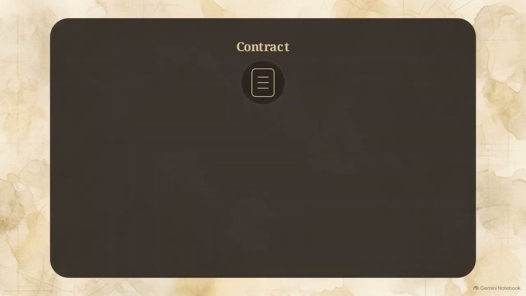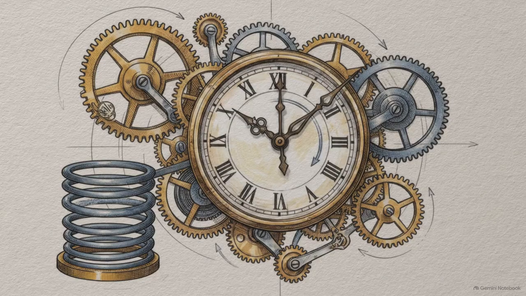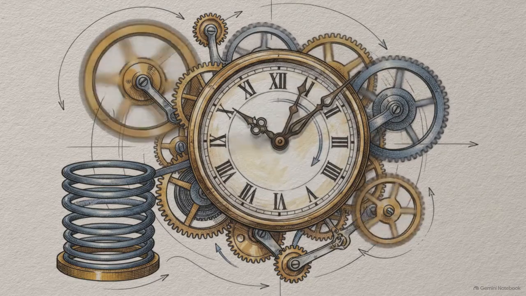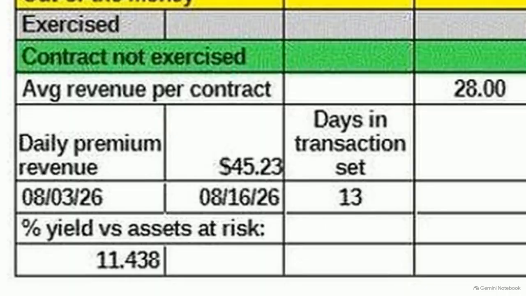In this trading framework, a transaction set is a closed-loop sequence of options trades designed to generate a predictable stream of income. This specific case study focuses on a sequence that produced a double-digit yield in less than 2 weeks. Looking at the ledger, the days in transaction set confirms the process completed in exactly 13 days, producing an average daily premium of $45.23.